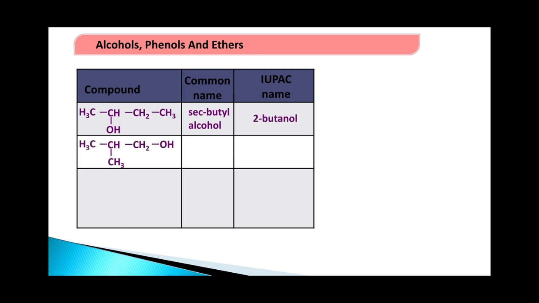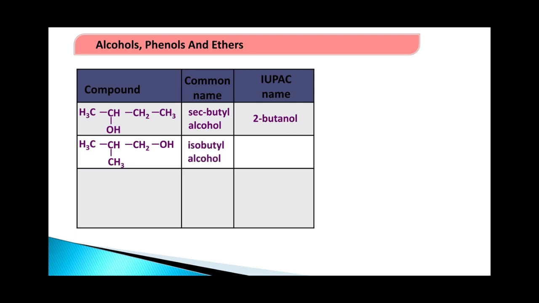Now I will take one of the isomeric forms of butane, CH3, CH, CH3, CH3, that is isobutane. To the isobutane, OH has been attached. Hence it is isobutyl alcohol now.